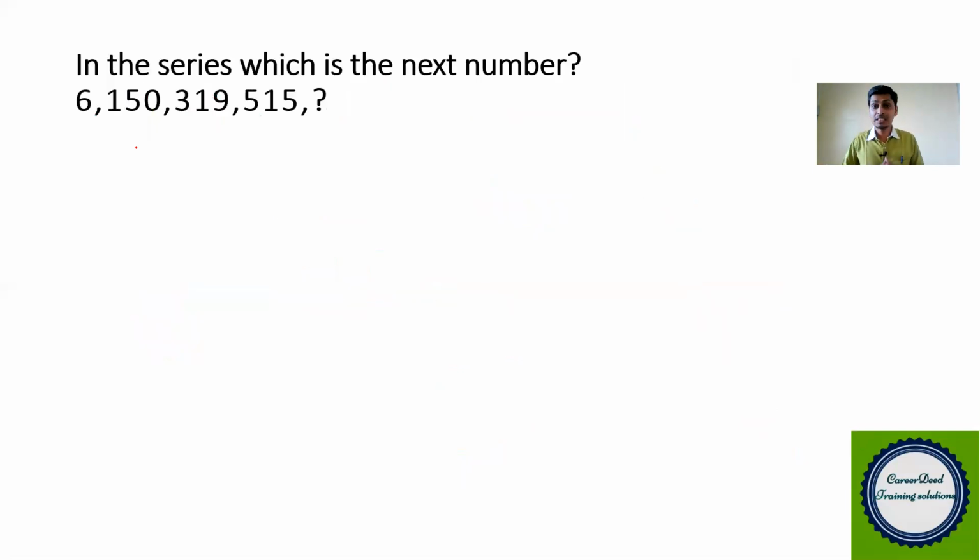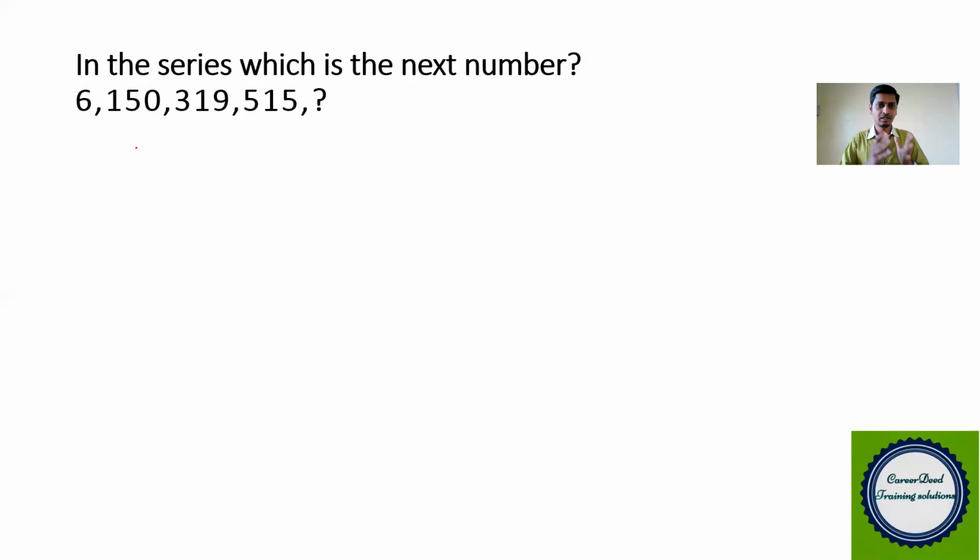In this series, which is the next number? 6, 150, 319, 515, question mark. Whenever you get a series based question, first you have to look at the difference. If you are not getting anything from the difference, then you have to look at the quality of the number, which means whether the number is divisible by 3 or 4 or 5 or 6, whatever it is. This is the procedure you have to move with. I will create a separate video on how to solve number series problems.